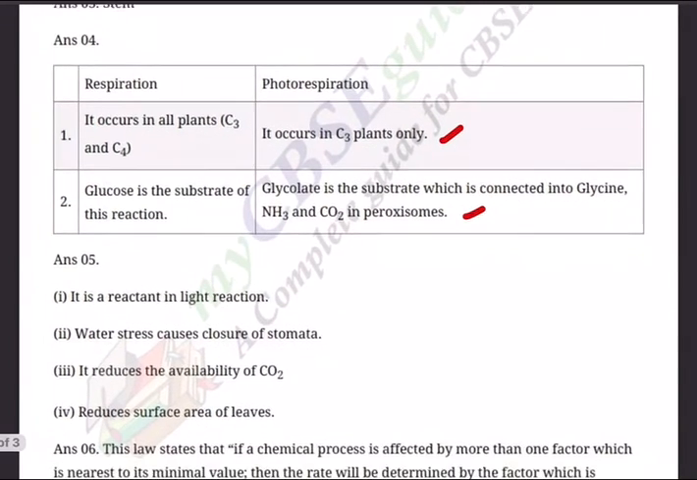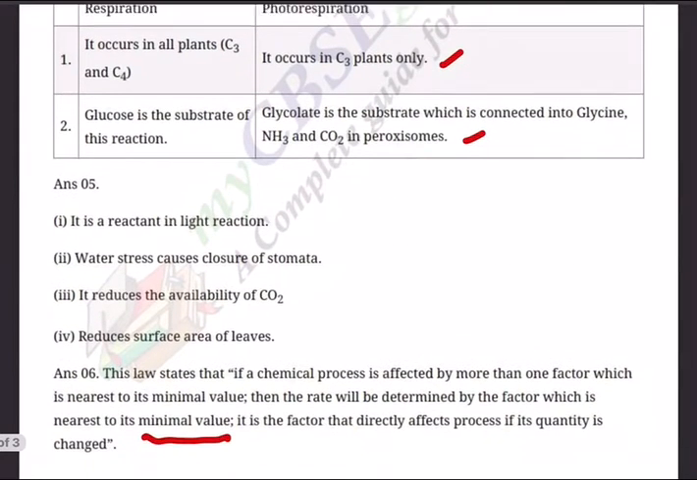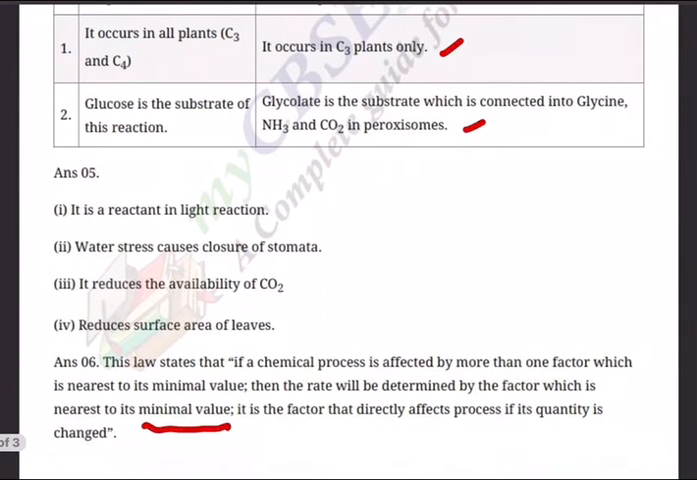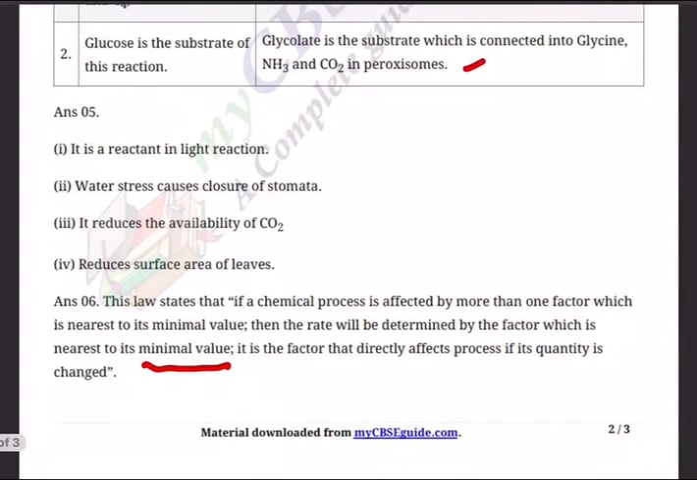Answer 5, water is a reactant in the light reaction. Water stress causes closure of stomata. It reduces the availability of CO2 and reduces the surface area of the leaves. Question number 6. This law states that if a chemical process is affected by more than one factor, then the rate will be determined by the factor which is nearest to its minimal value. It is a factor that directly affects the process if its quantity is changed.